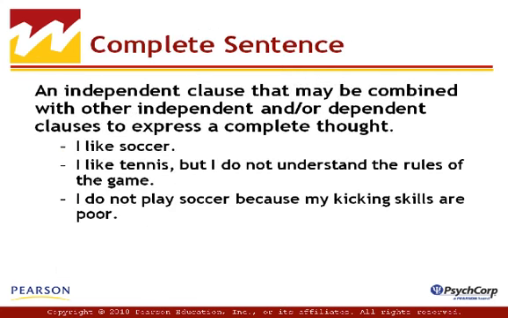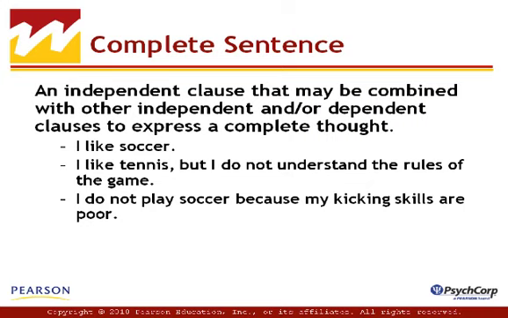The other thing we're going to ask you to evaluate when you look at the essay is a complete sentence. An independent clause may be combined with other independent and dependent clauses to express a complete thought. "I like soccer." Again, simple sentence, complete sentence. "I like tennis, but I do not understand the rules of the game."